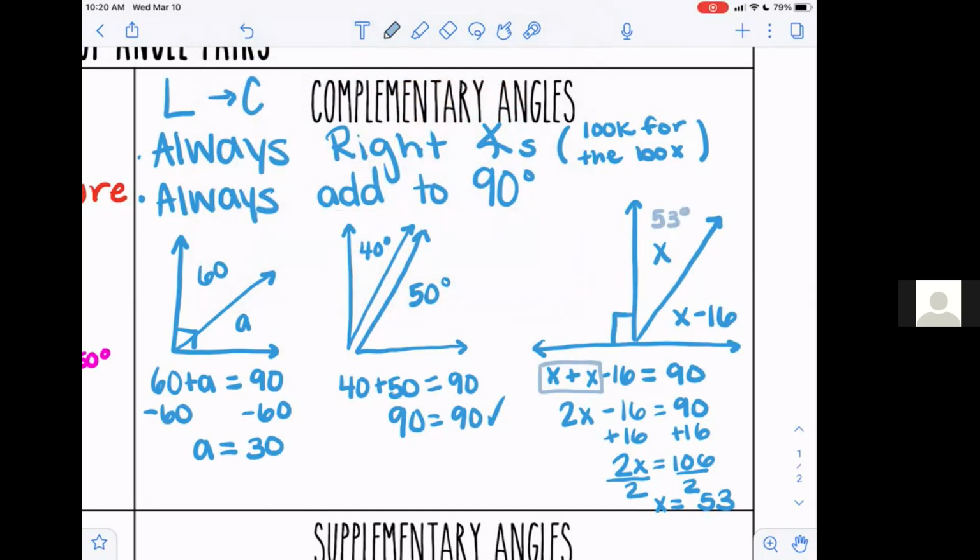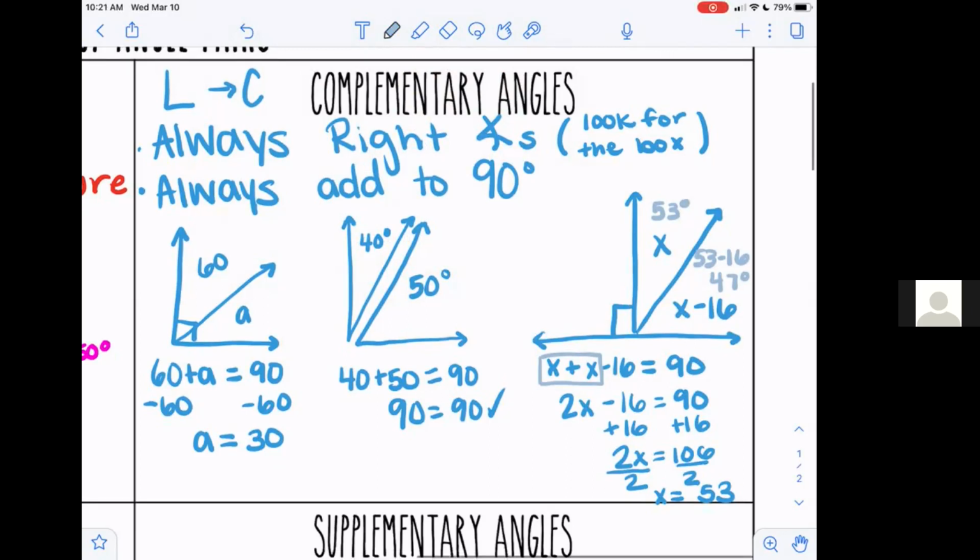This bottom one, I'm going to need to do 53 minus 16. Let me scoot that over so we can see it a little better. 53 minus 16 is 47. So this angle measures 47 degrees. Always remember, you're going to have to plug in if they give you a value like that, where it's an algebraic example. Remember, you are able to pause here and look at any of these examples you might need to.